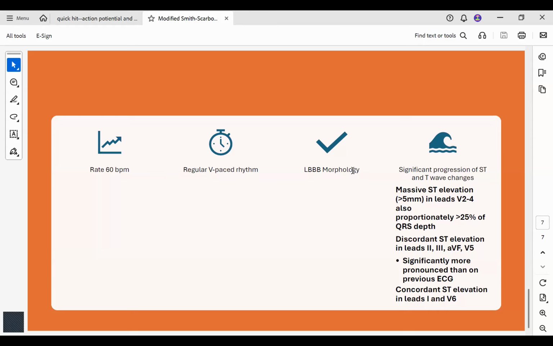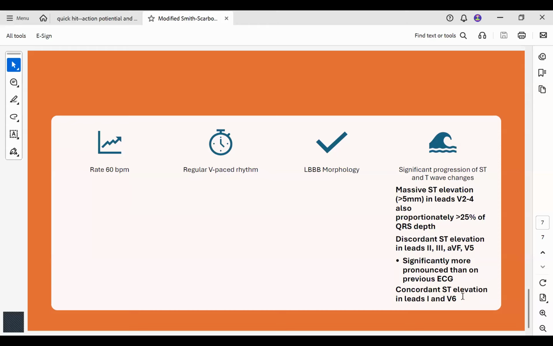So what you're going to be looking for is this significant progression of ST and T wave changes. Other things to consider are massive ST elevations greater than 5 millimeters in V2 through V4, and proportionately greater than 25% of the QRS depth. And then discordant ST elevations in II, III, and aVF and V5, significantly more pronounced. And then if we had a prior EKG as well.